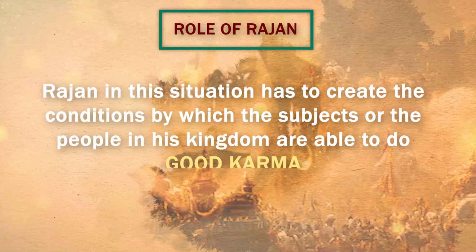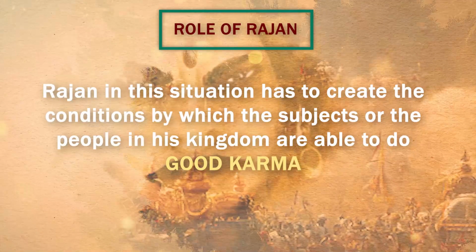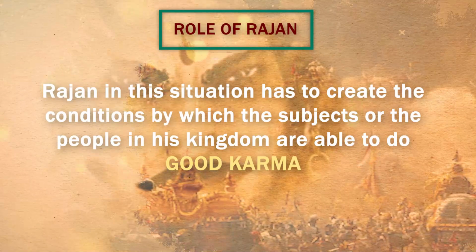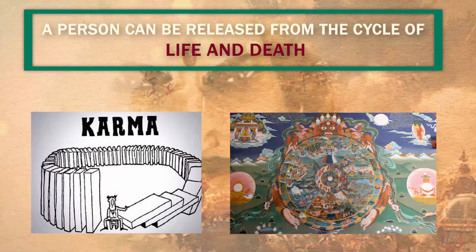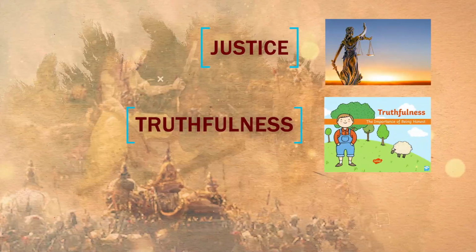Now that we are discussing this, in this scenario of Advaita and cyclical notion of time, the unending cycle of life and death, Pralaya and Srishti, we have to understand the role of Raja or Rajan. Rajan in this situation has to create the conditions by which the subjects or the people in his kingdom are able to do good karma. As a result of this good karma, a person can be released from the cycle of life and death.